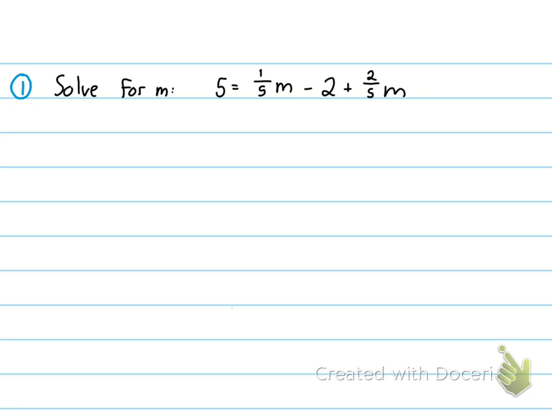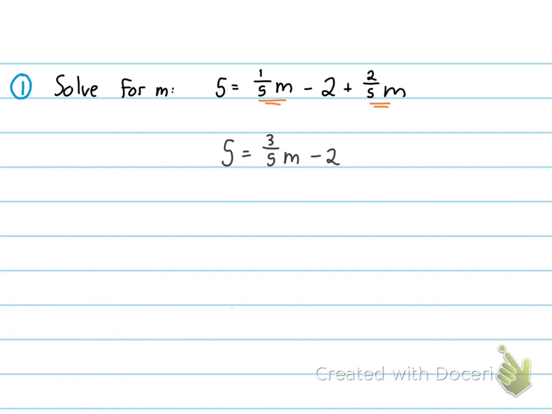Here we have 5 equals 1/5 m minus 2 plus 2/5 m. I know you might be thinking this is going to be tricky because we have fractions, but since they have the same denominator, we can just add these two because we want to combine like terms first because we have two m's. 1/5 plus 2/5 will get 3/5 m minus 2.